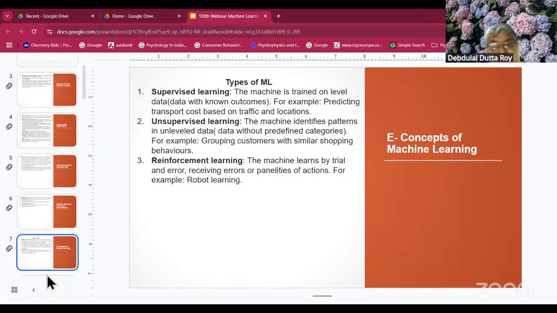Next is reinforcement learning. The machine learns by trial and error, receiving rewards or penalties for actions. For example, robotic learning. So you have noted that in ChatGPT, there are two signs, the thumbs up and thumbs down. If you think that this is the correct answer as per your own knowledge and you click thumbs up, then ChatGPT understands that the answer is correct. So in this manner, AI can learn through the interaction.